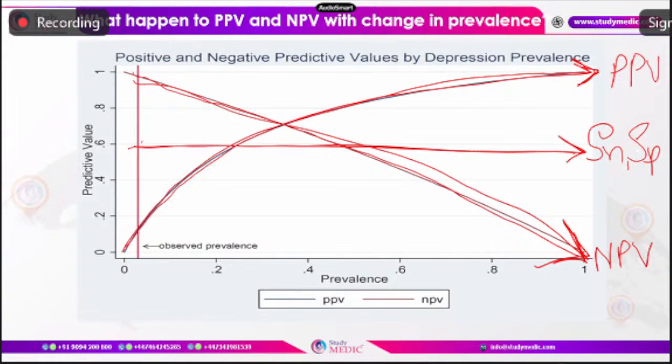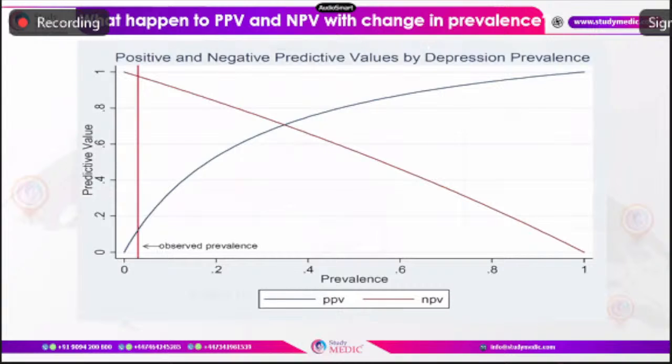For example, in developed countries where the prevalence of tuberculosis is low, the positive predictive value of the Mantoux test is low, and it is not of much use. Whereas in developing countries where the prevalence of tuberculosis is high, the positive predictive value of the Mantoux test becomes higher, so it is a little bit useful there. So this is the example and relationship between prevalence and the predictive values.